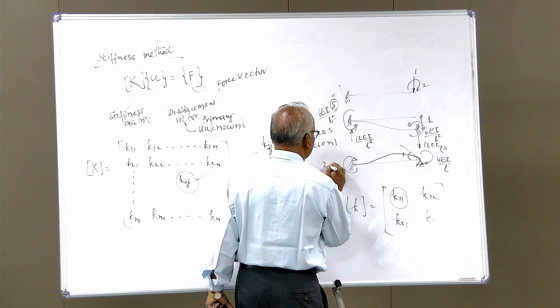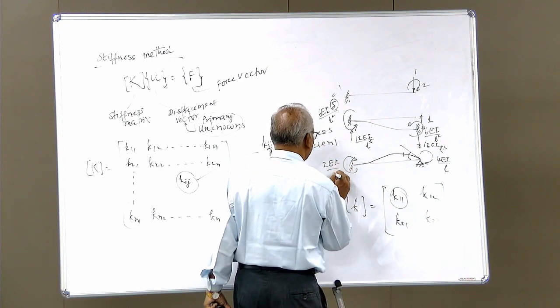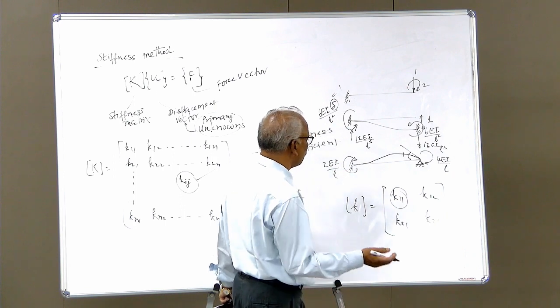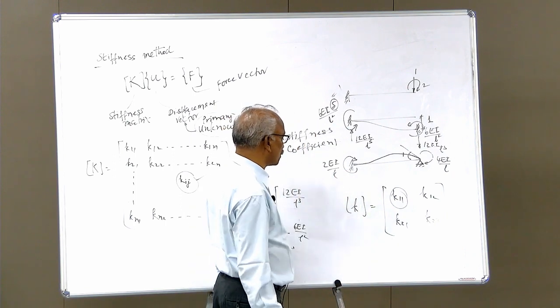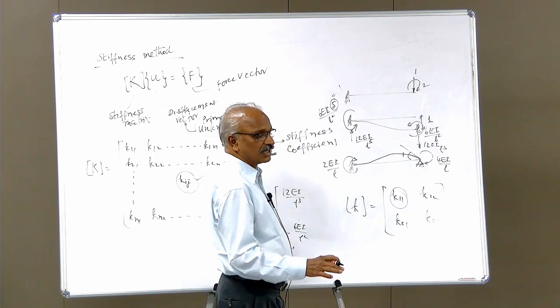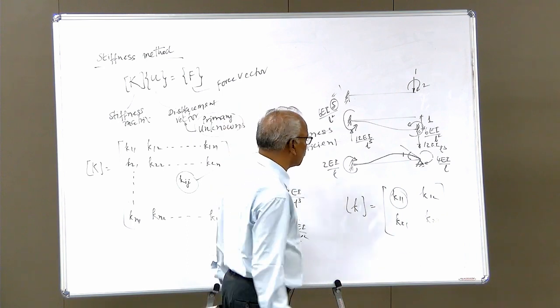Carryover moment to the opposite end is 2 EI by L. This is the basic proposition in the moment distribution method. So you have to recall all those things. All those things will form this method, right?